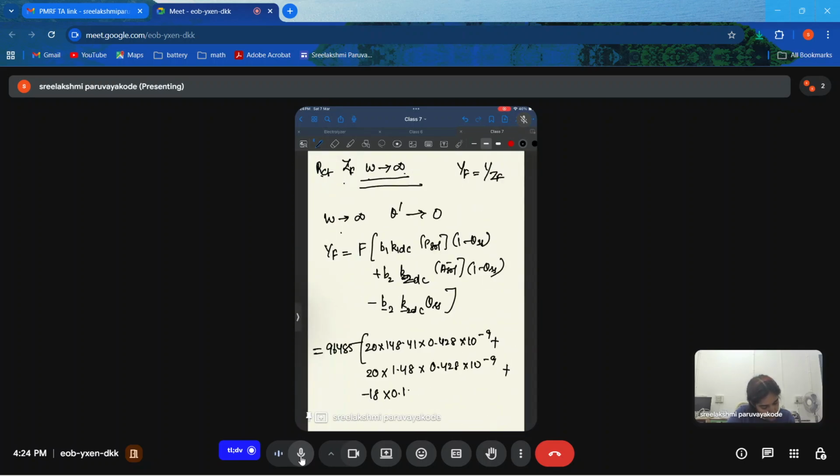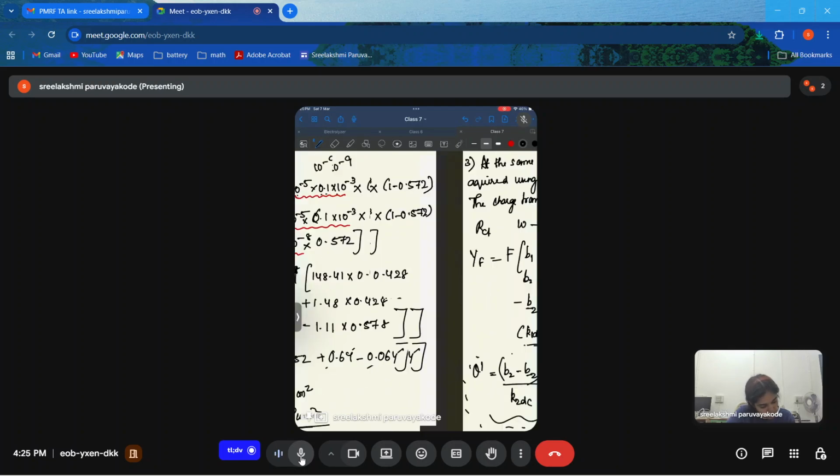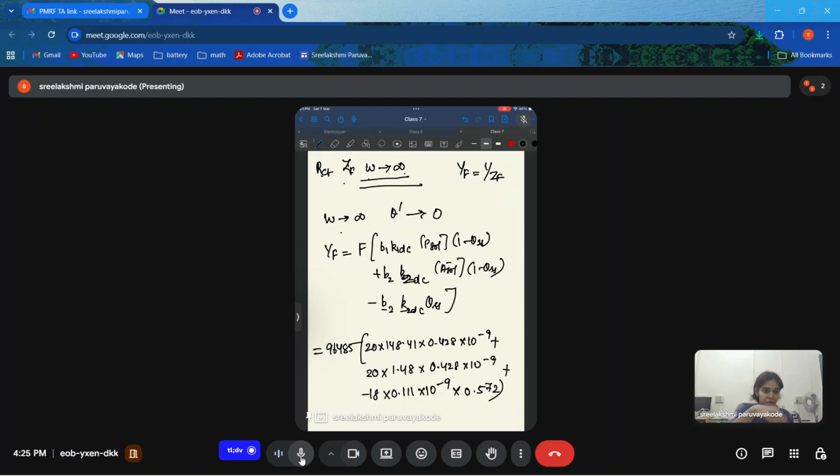I'm writing 0.11 into 10 to the power minus 9 into 0.572. So this is an easy way of just copying from that, except that it doesn't have the B1 value, otherwise it's the same. Now I'm taking 10 to the power minus 9 outside. Now simplify it. Let's do it.